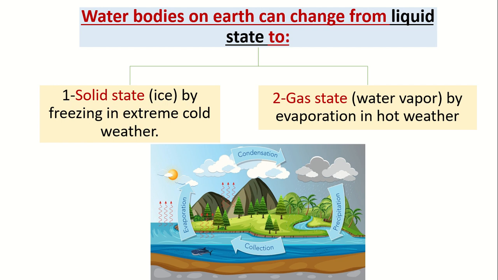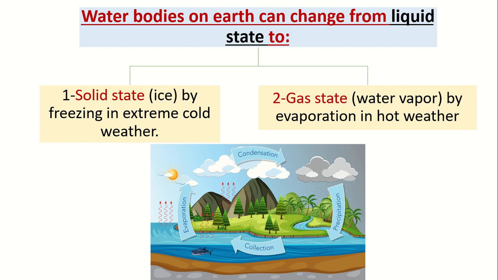Now let's talk about the water bodies on Earth's surface, which is in liquid state. It can change into solid, and it can also change into a gas. How can liquid water change into solid? Of course, by freezing, and it will turn into ice. So by freezing in cold weather, the liquid water will turn into ice, which is a solid state.